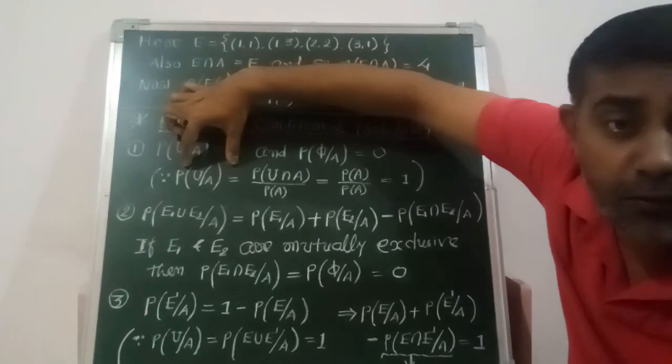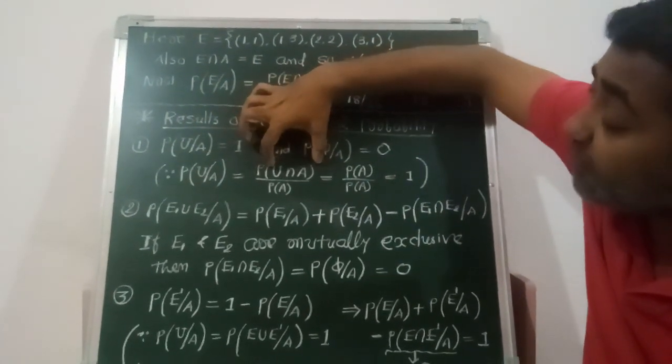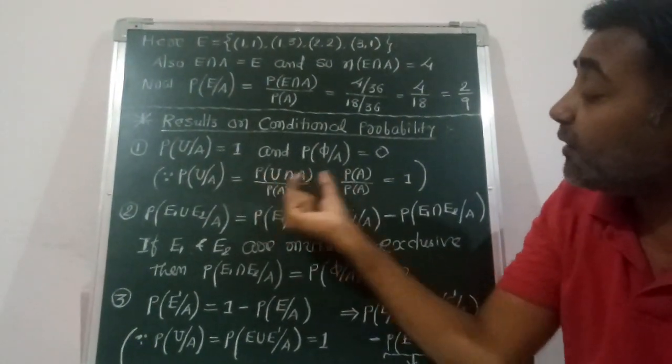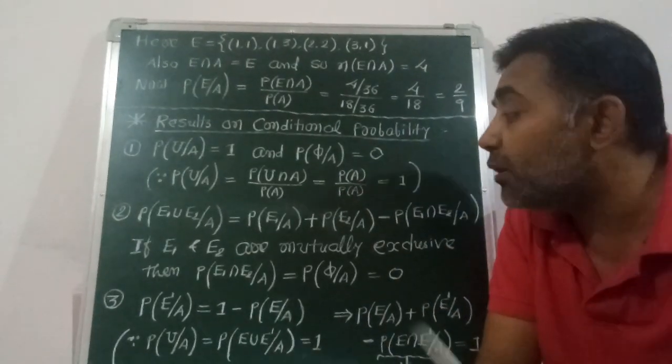It is very obvious, this is the proof of it. By the definition, we may say that probability of U where A means probability of U intersection A upon probability of A. But probability of U intersection A is P of A upon P of A, which cancels. And the answer is 1.